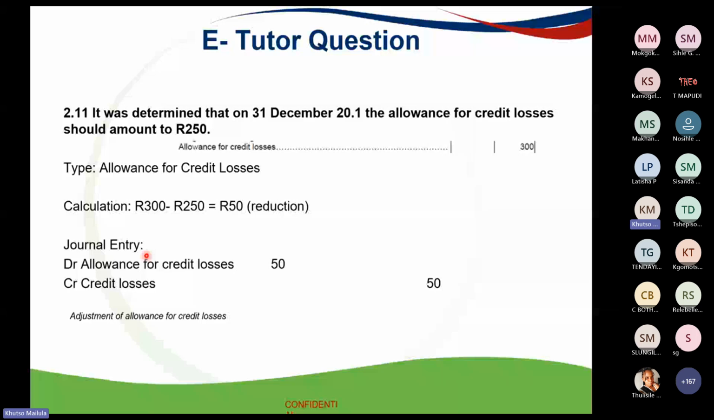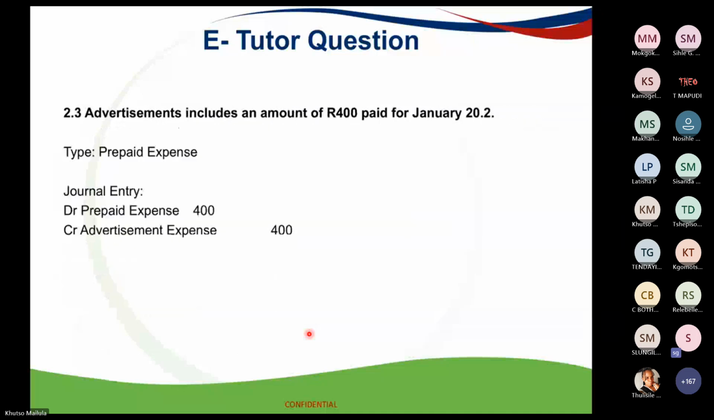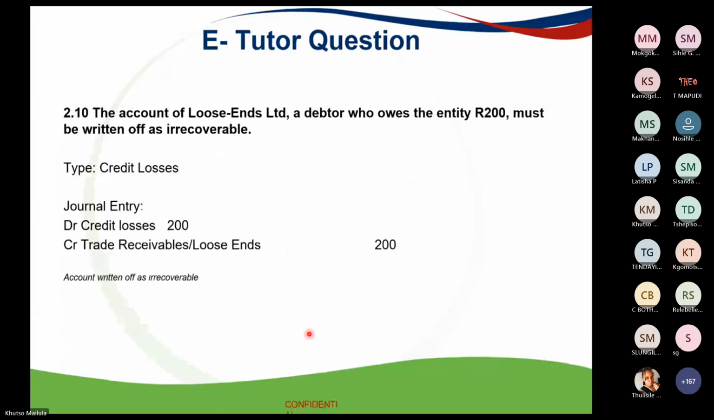I do hear you. It was determined that the allowance for the credit loss should amount to 250. Receivables will increase with that 50 Rand, as in the T journal on trade receivables. But now we're only looking at the credit loss. You are correct that trade receivables will also be impacted, but now we're just looking at the credit loss side. Am I making sense? Okay, yes, you are. Thank you. Thanks, bye.